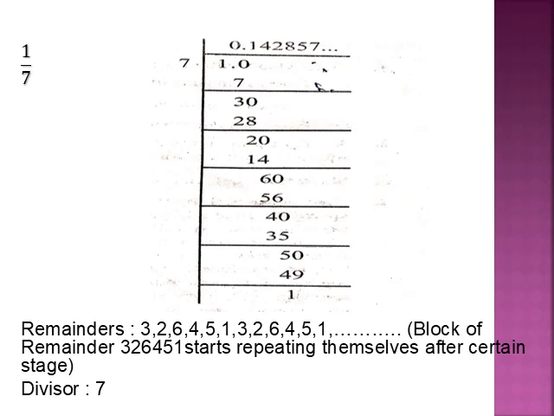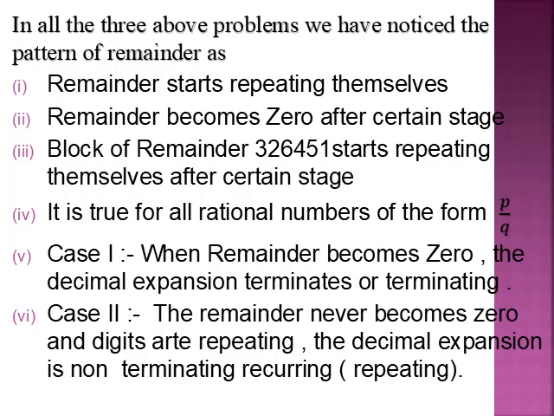So in all the three different divisions we are getting different remainders. In the first, the pattern of remainder starts repeating themselves as 1, 1, 1, 1, 1. Then in the second, the remainder becomes 0 after a certain stage, and in the third division the block of the remainders, that is 3, 2, 6, 4, 5, 1, starts repeating themselves after a certain stage. It is true for all rational numbers of the form p by q.